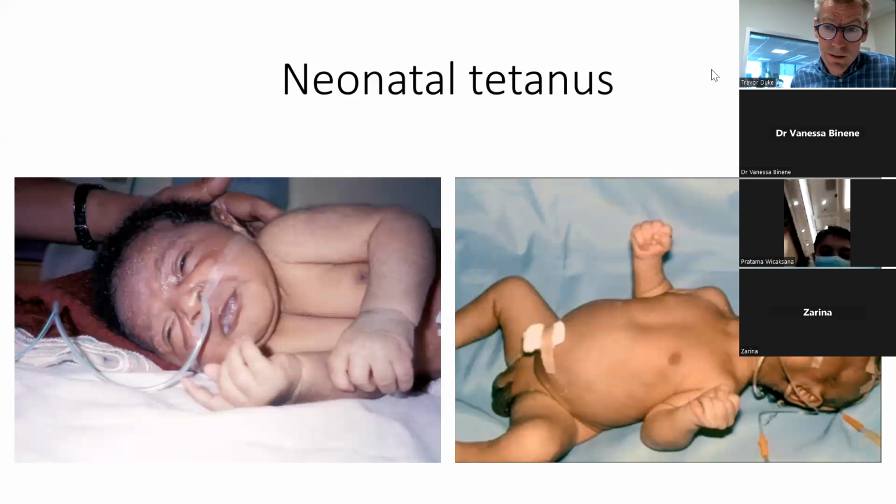treatment. I want to go on now to talk about neonatal tetanus. It's a little bit different to the other forms of TORCH infections that I talked about before, but it's not unimportant.